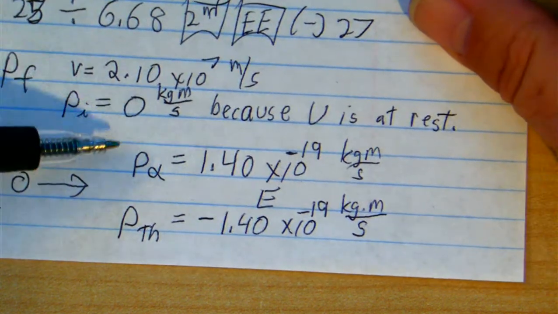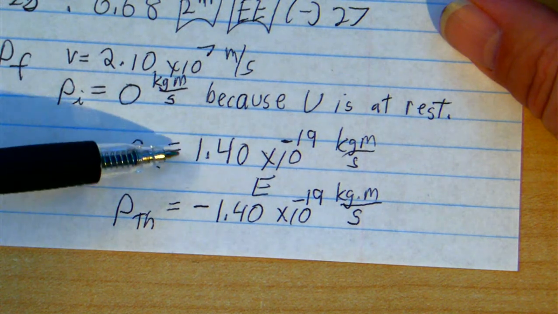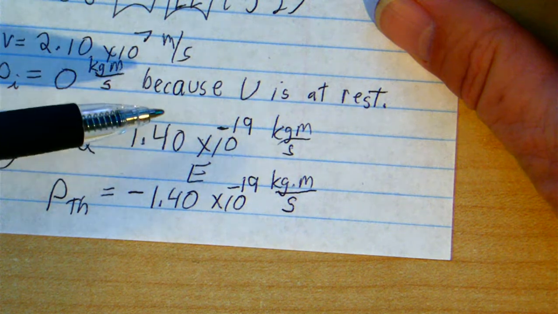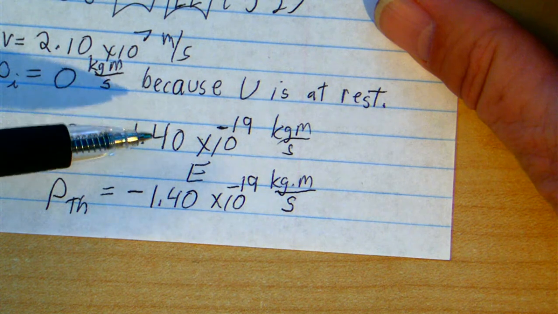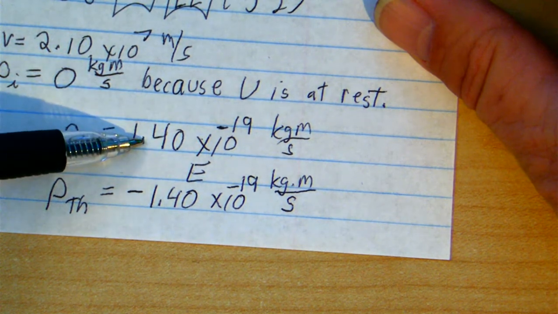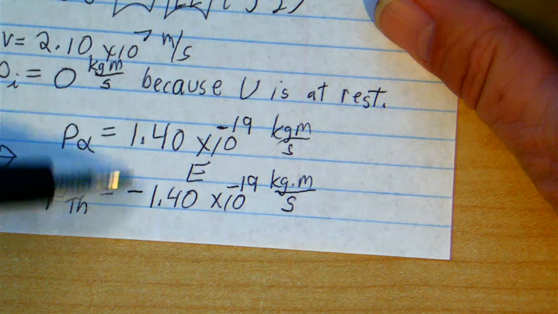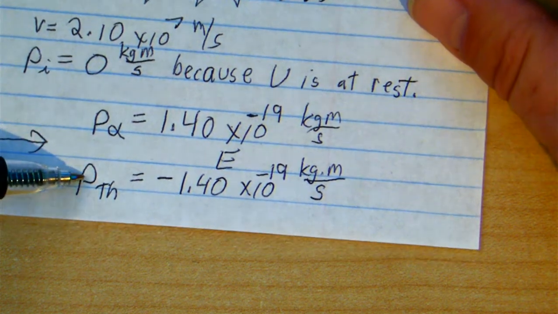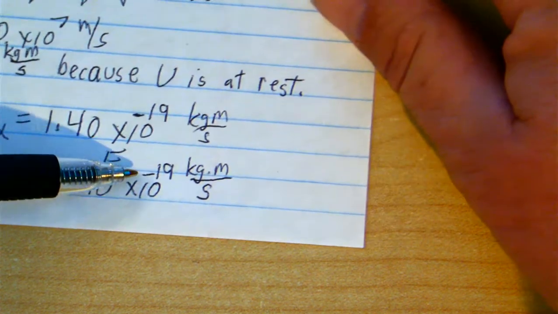We calculated the momentum of the alpha particle is positive 1.40 times 10 to the negative 19th kilogram meter per second. The momentum of the thorium particle must be exactly the negative of this number, so that the two of them add together to equal 0. Here we are. The momentum of the thorium atom is negative 1.40 times 10 to the negative 19th kilogram meter per second.